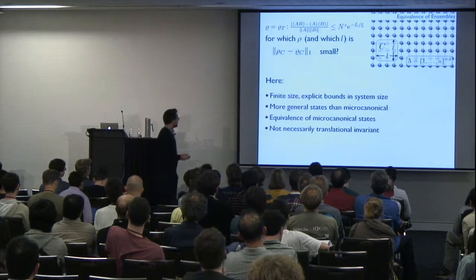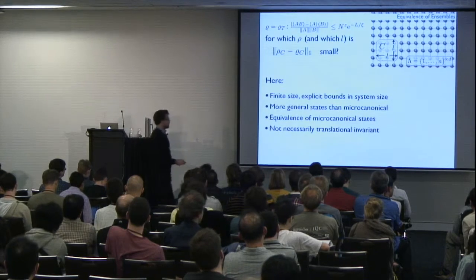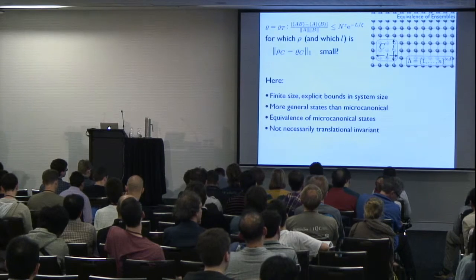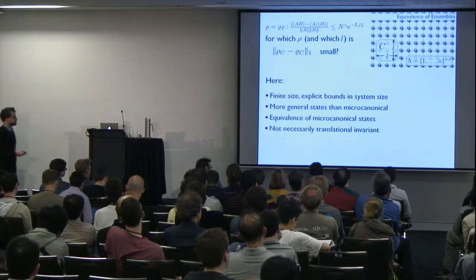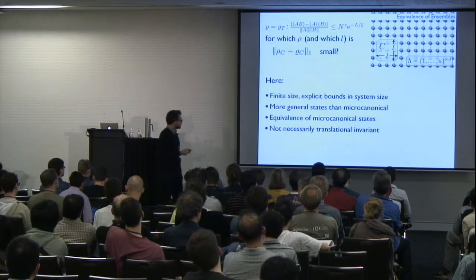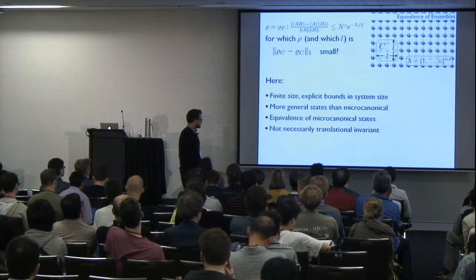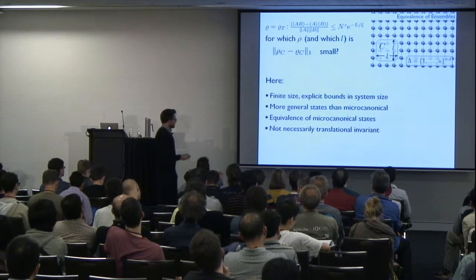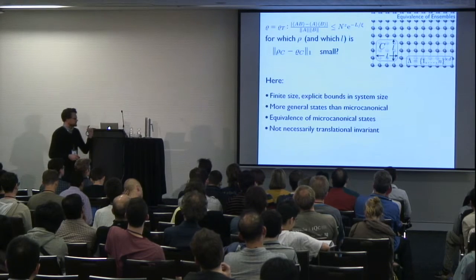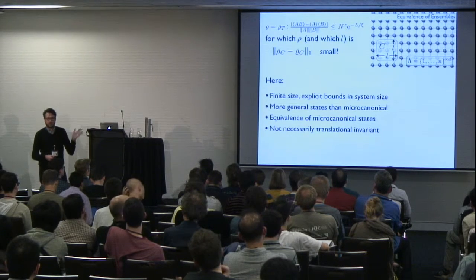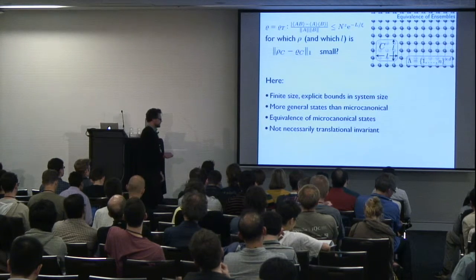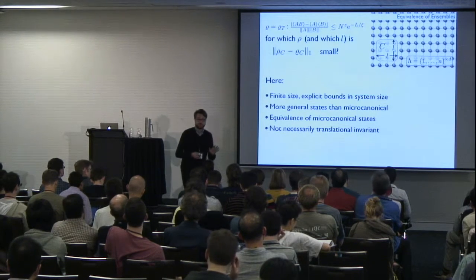Okay. So I already mentioned it: what we're trying to do here is set up bounds for finite size. We don't send the number of qubits, the number of sites, to infinity. We're going to consider more general states than the microcanonical states. I mentioned there's wiggle room in the mean energy before, so that's going to give us an equivalence of a whole class of microcanonical states, if you want. And also, we don't need to confine ourselves to translation invariant systems.